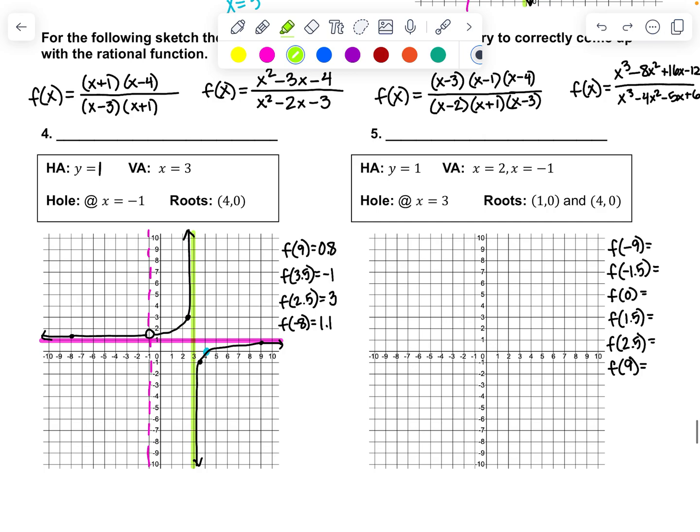All right, and I'm ready to go ahead and put in my vertical asymptotes. x equals 2, x equals -1. Then I have a horizontal asymptote at y equals 1. I have roots at 1 and 4. And I have a hole at x equals 3.